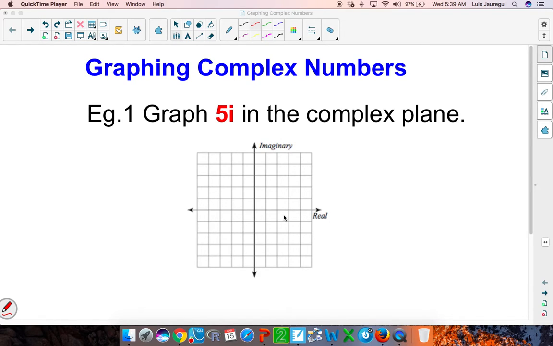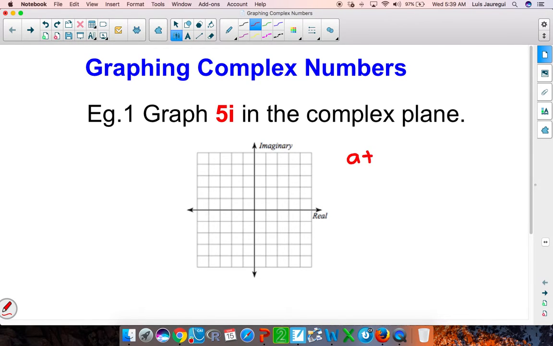Well, remember that the complex plane is split up into two axes, the real axis, which is our horizontal axis, and the imaginary axis, which is our vertical axis. Also remember that any complex number can be written in the form a plus bi, where i is the square root of -1, or i squared is simply -1.